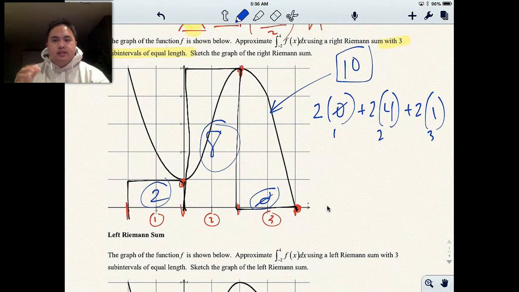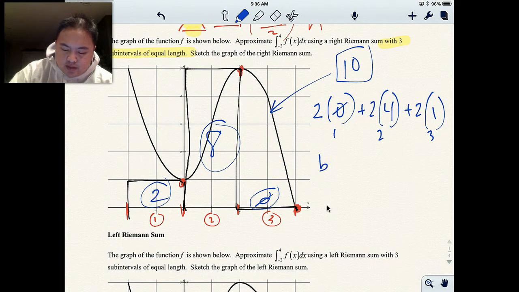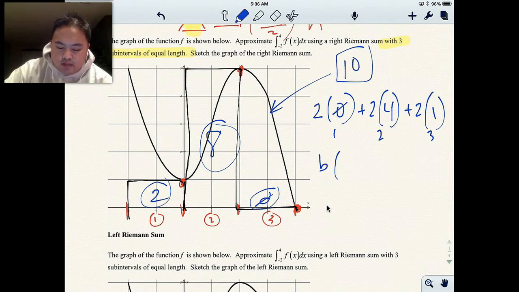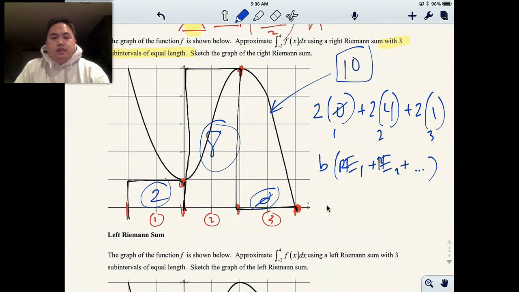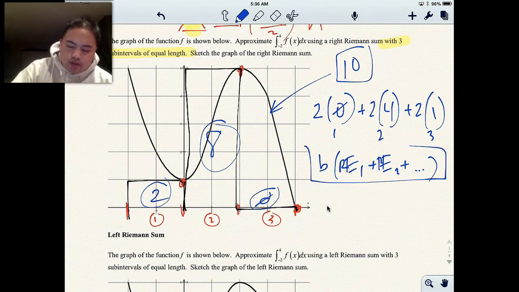So all I've done is base times height plus base times height plus base times height. Or the Riemann sum formula for the right side is whatever the base is, and I can basically factor out the base, and it's the right endpoints: right endpoint 1, right endpoint 2, plus dot, dot, dot. So basically start at the right and keep going until you have as many rectangles as you need. Okay, so that's my formula for the right Riemann sum.